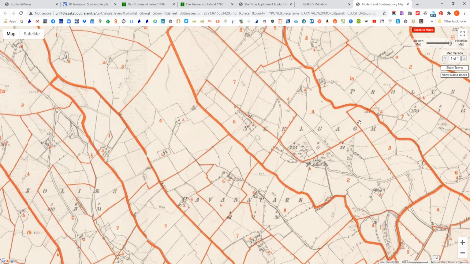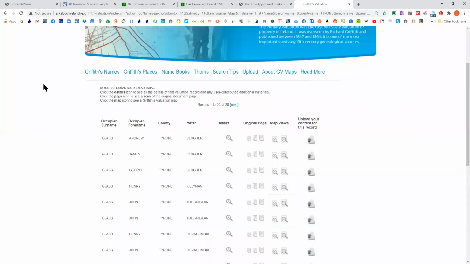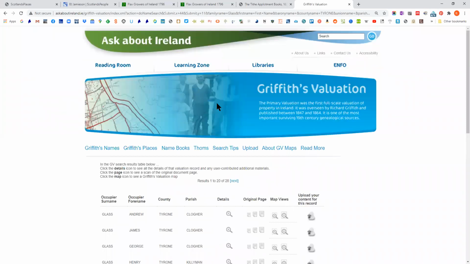And again, this is only going to capture the name of the renter. But it's still the biggest look at the Irish population in the middle of the 19th century. So that's Griffith's Valuation, that's available multiple places in the printed volume and with this map at askaboutireland.ie.